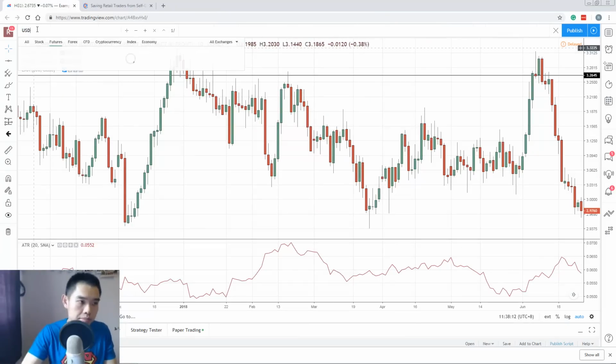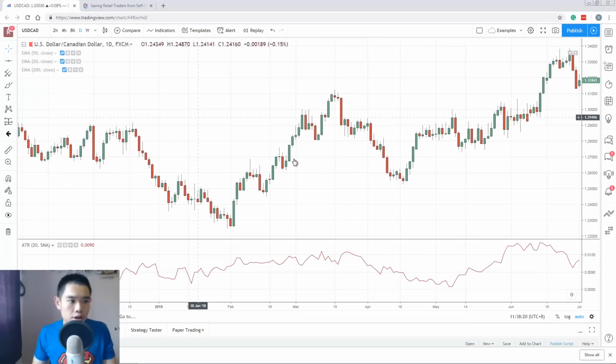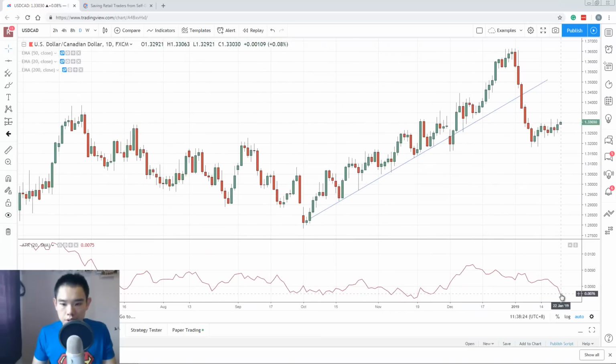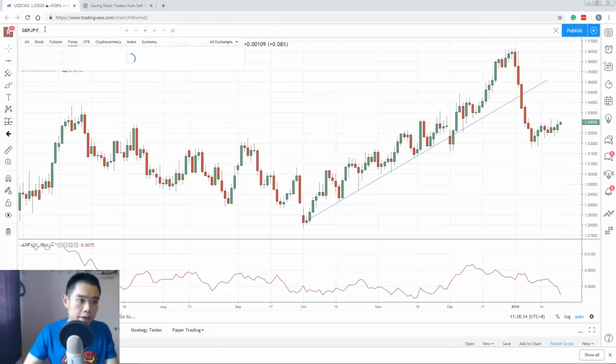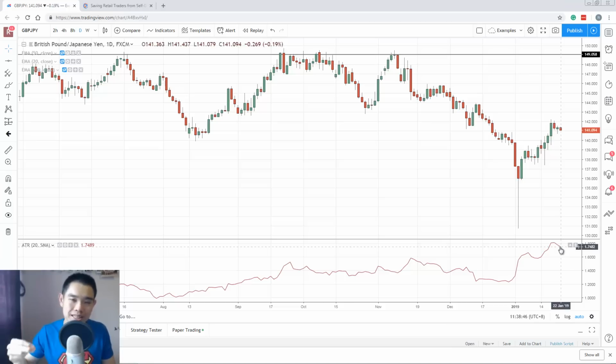This is important, right? Many times traders make the mistake of having a fixed stop loss because it's easy for them to calculate, but it doesn't make sense. So if you look at dollar Canadian daily time frame, you can see that right now it has about 75 pips as its average true range per day over the last 20 periods. If you look at a market like the pound yen, it has an ATR value of about 174 pips. So can you see that different markets have different volatility? This is why you don't want to be using a fixed stop loss.